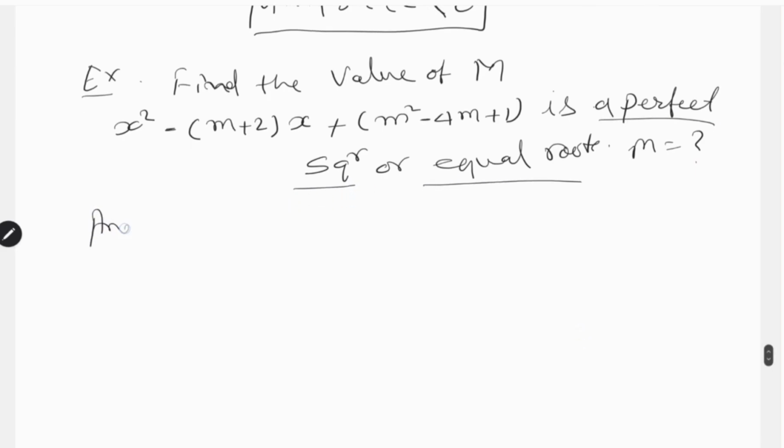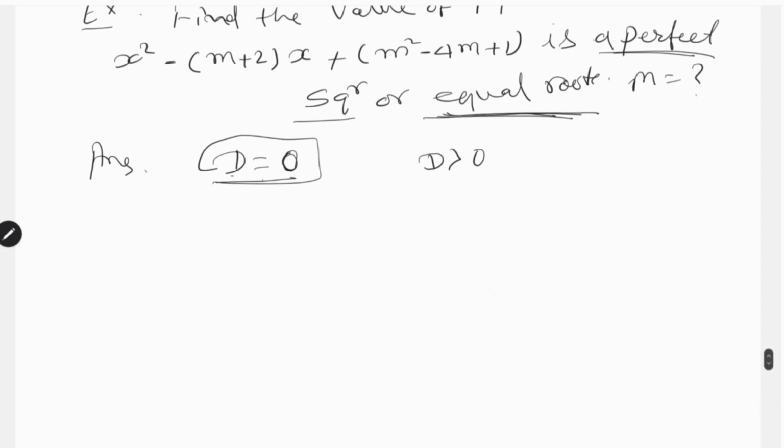Then what is the condition for a perfect square of roots? Equal roots means D is equal to 0, and for a perfect square, D is greater than 0. But for equal roots and a perfect square, D is equal to 0. Then D is equal to b square minus 4ac equal to 0, then b square equal to 4ac. And what is b?